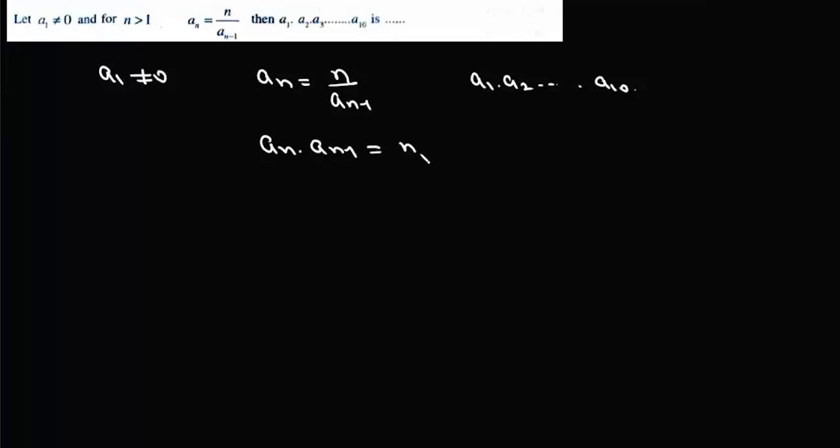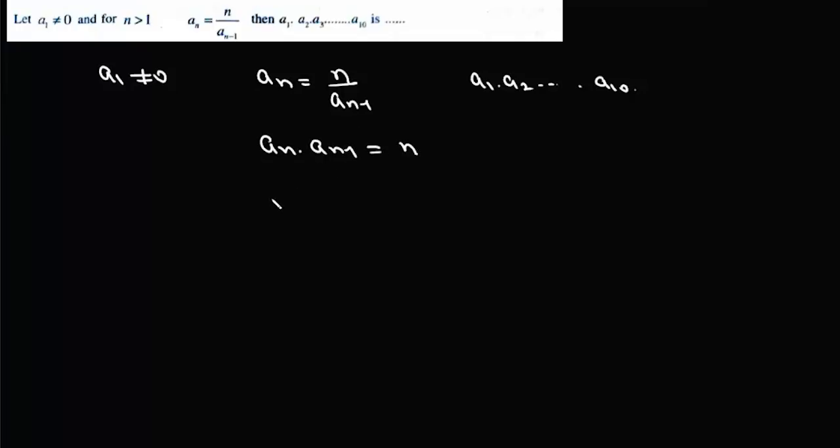Now here the question is, let a1 be unequal to 0, and for n greater than 1 we are given that an equals n upon a n minus 1. Then we need to find the value of a1 into a2 up to a10. Now basically this is a product of two consecutive terms. We can write an into a n minus 1 equal to n.